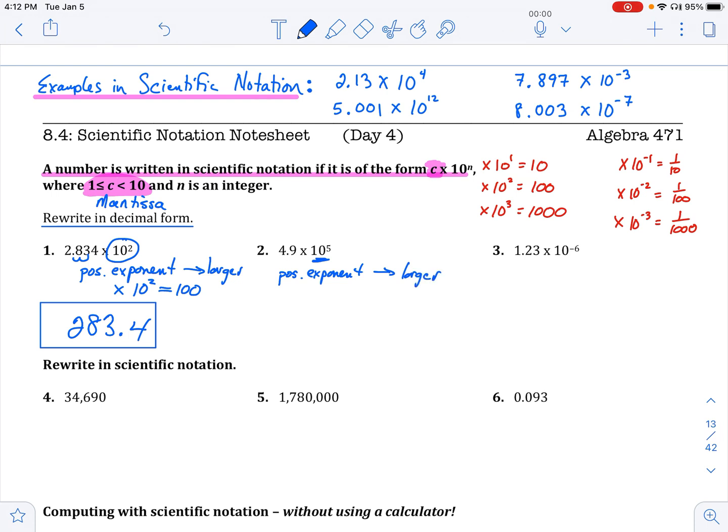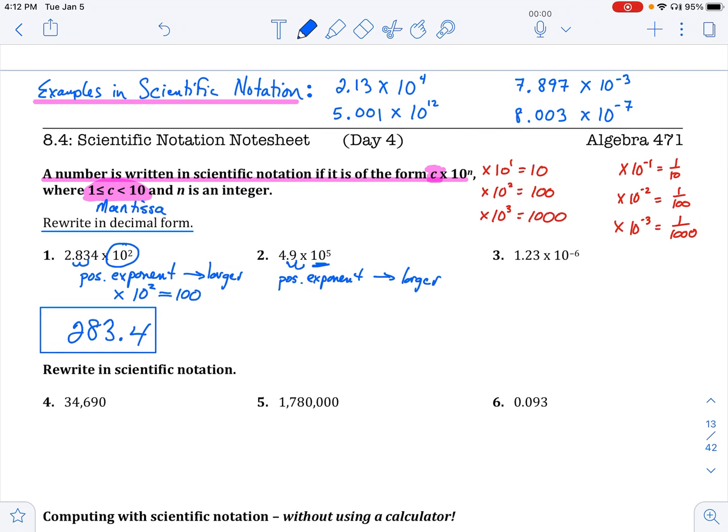So I'm going to be moving the decimal place once to get on the other side of the 9, and then I'm going to have to move it 1, 2, 3, 4 more times. So I'm adding 4 zeros after that 9. This number is 490,000.